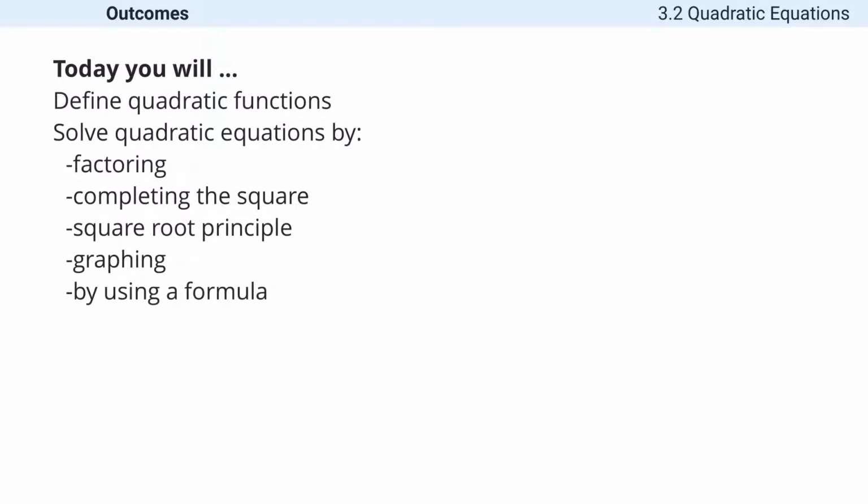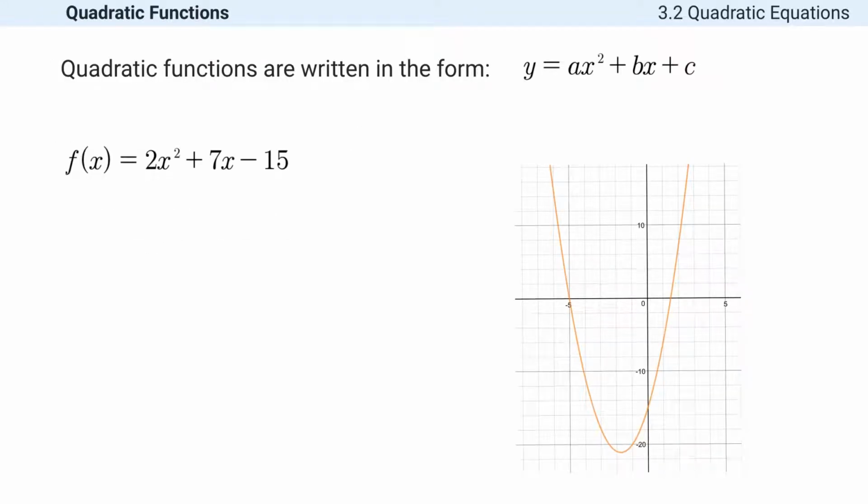Well, in this video, we are going to look at what quadratic equations are and how to solve them. And we'll look at a number of different ways of solving quadratic equations. So quadratic functions are ones that are written in this form here. And the main thing is that the highest power of x is a 2. So it's a quadratic function.